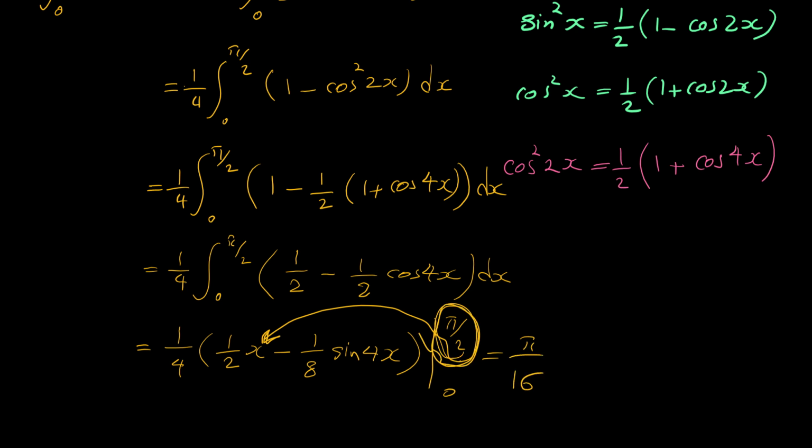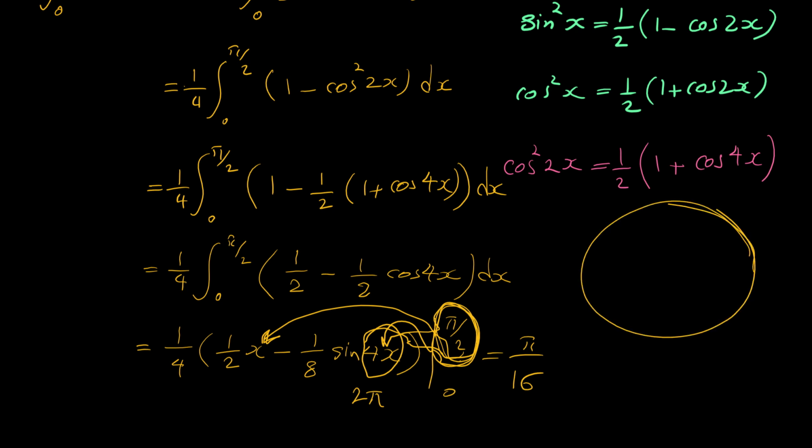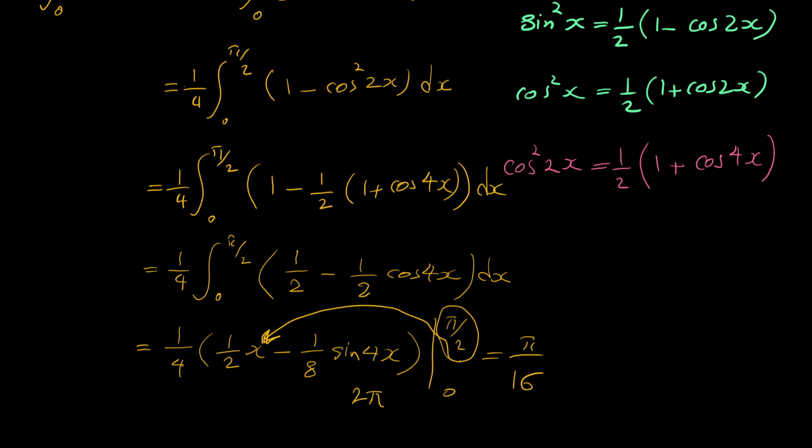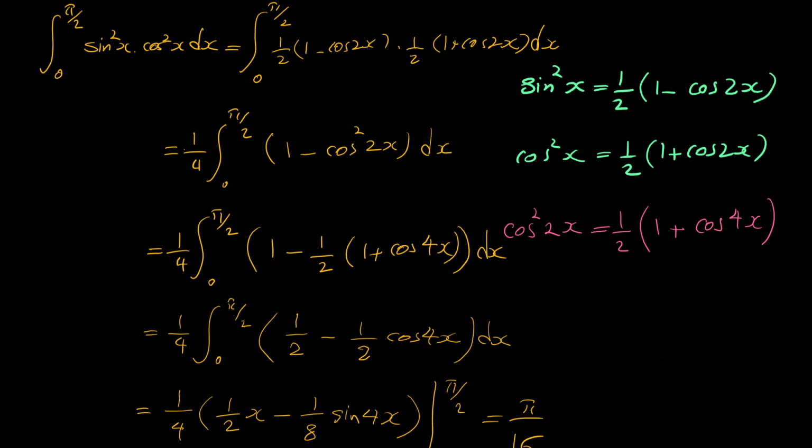If we plug in pi over 2 in the sine, pi over 2 times 4 is 2 pi. Sine of 2 pi is like sine of 0, which is 0. So when we plug in pi over 2, we get pi over 16 from the first term and 0 from the sine. Now we have to plug in 0 and subtract. But when we plug in 0, 1/2 x would be 0 because 1/2 times 0 is 0, and sine of 0 is also 0. So the final answer is pi over 16. This is the answer of this integral.